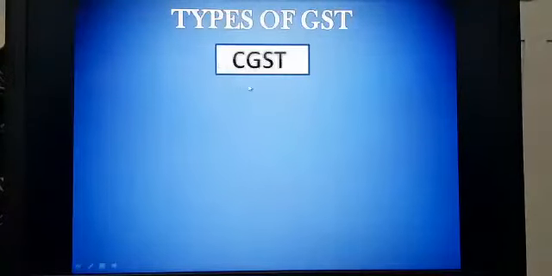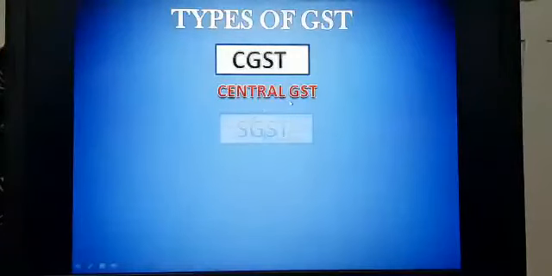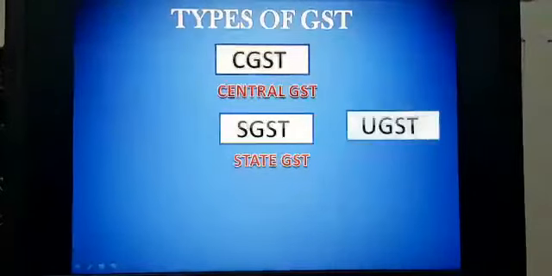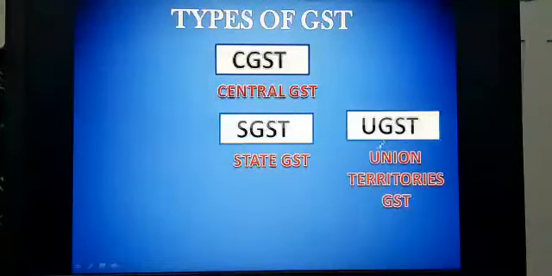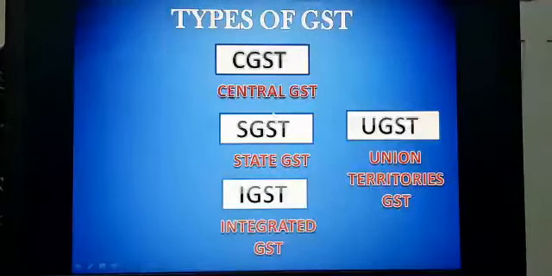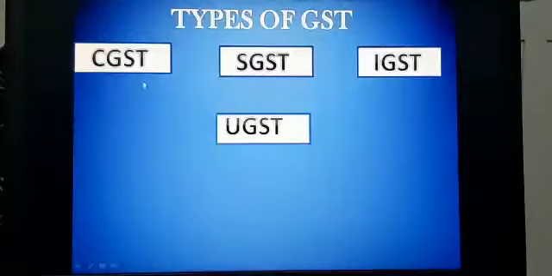Now the types of GST. There are three types of GST: CGST, Central GST, and SGST, State GST. If the transaction or the sale takes place between union territories instead of states, then SGST is replaced by UGST, which means Union Territories GST, and the last one is Integrated GST. I will explain all these terms one by one later on. So we have three different types of GST: CGST, SGST or UGST, and IGST.